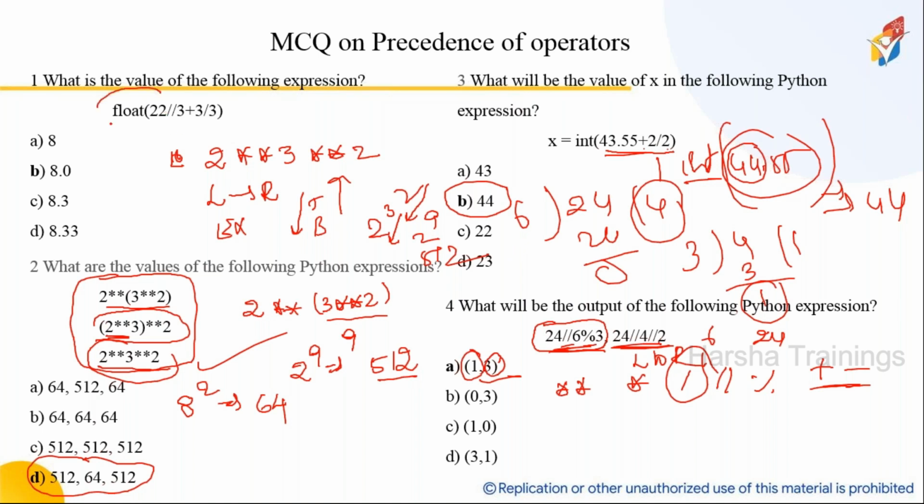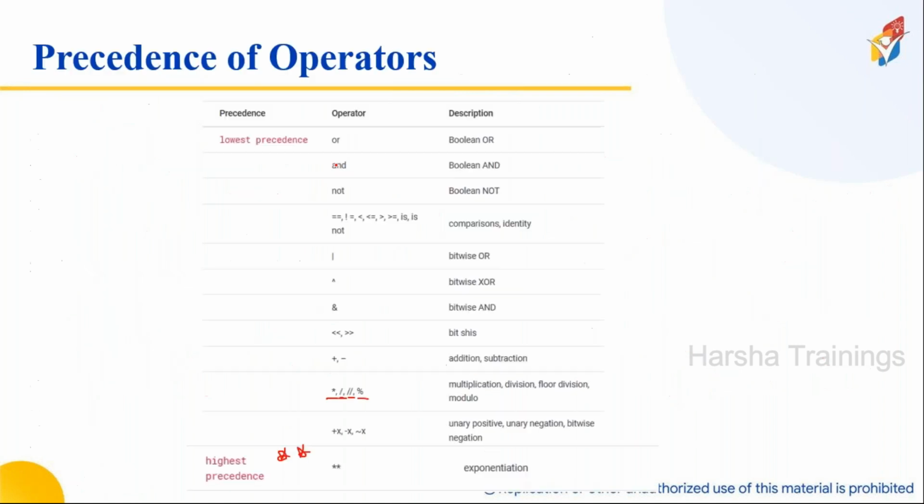Now, can you please solve this equation? I have double slash and slash, and slash has the highest precedence. So 3 by 3 is 1. 22 by 3 is 7, since 7 3s are 21. So 7 plus 1 equals 8. I'm converting 8 into a float, which means it will become 8.0. So the answer is B. Is it okay? I hope you got this.